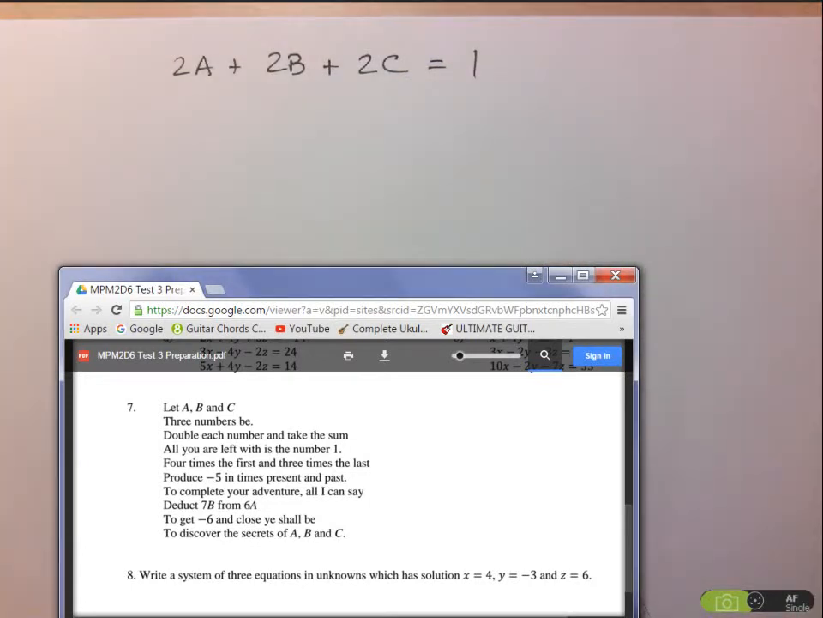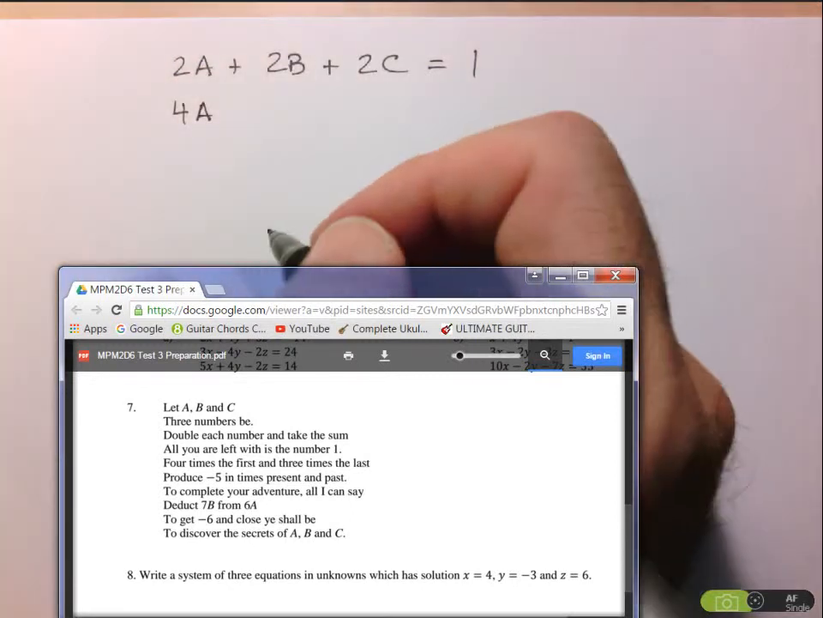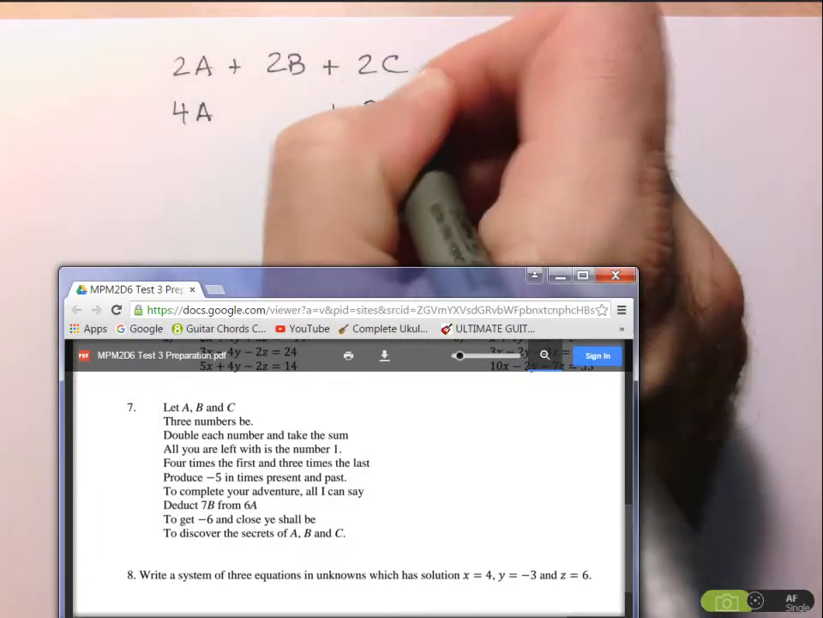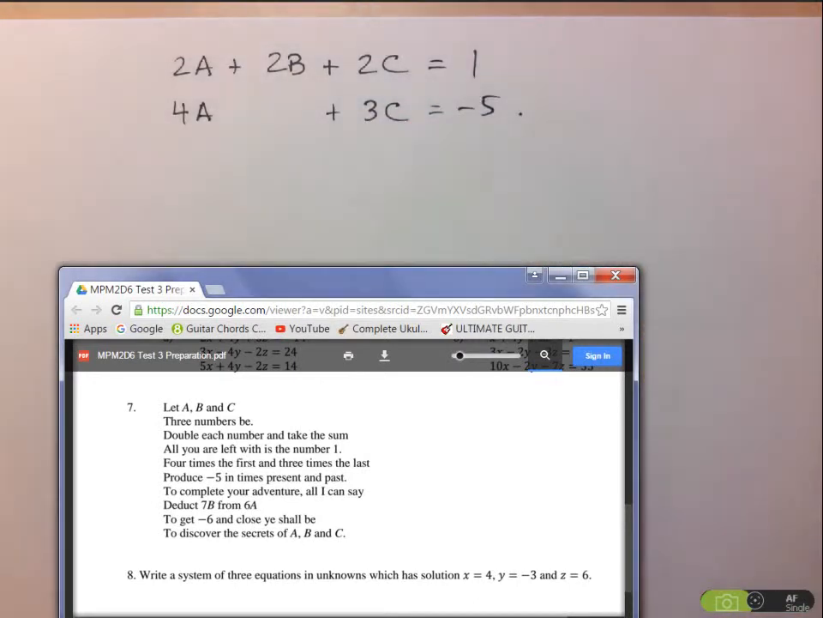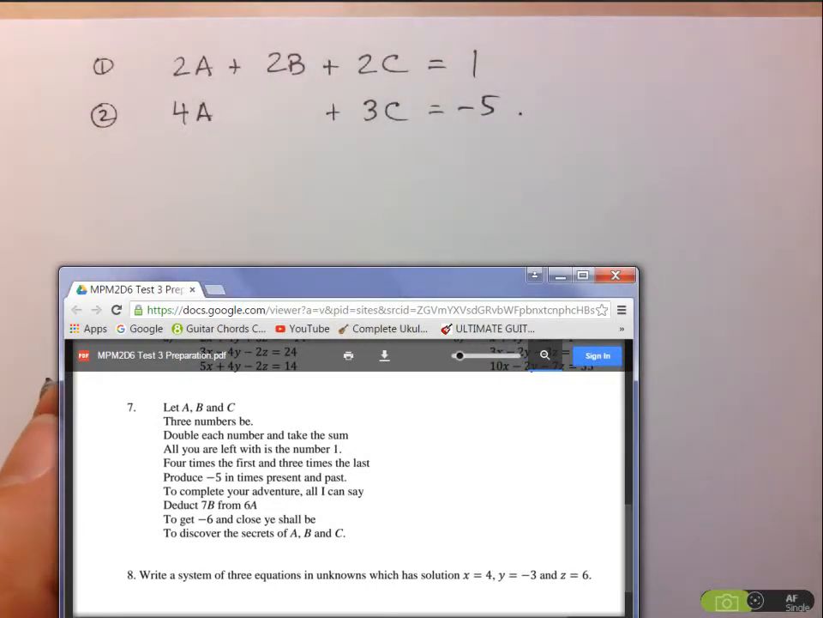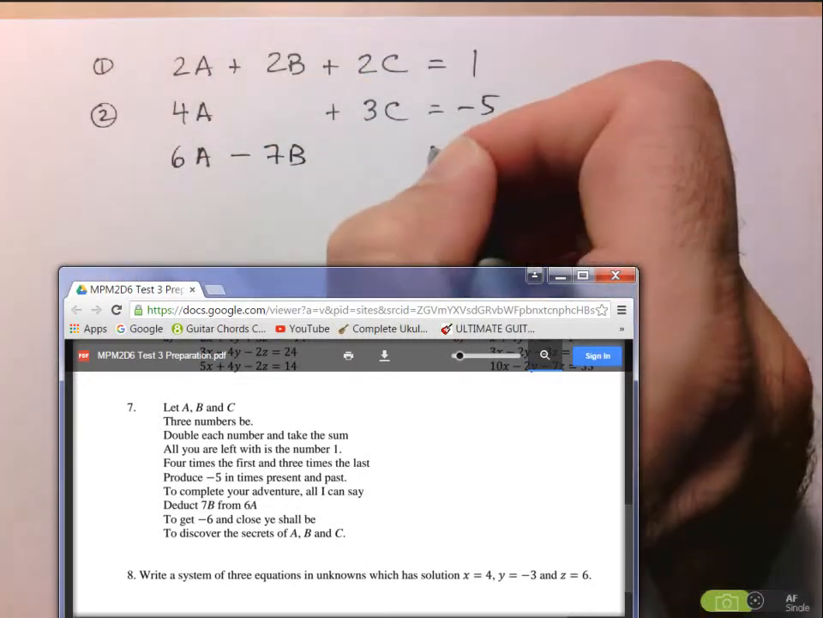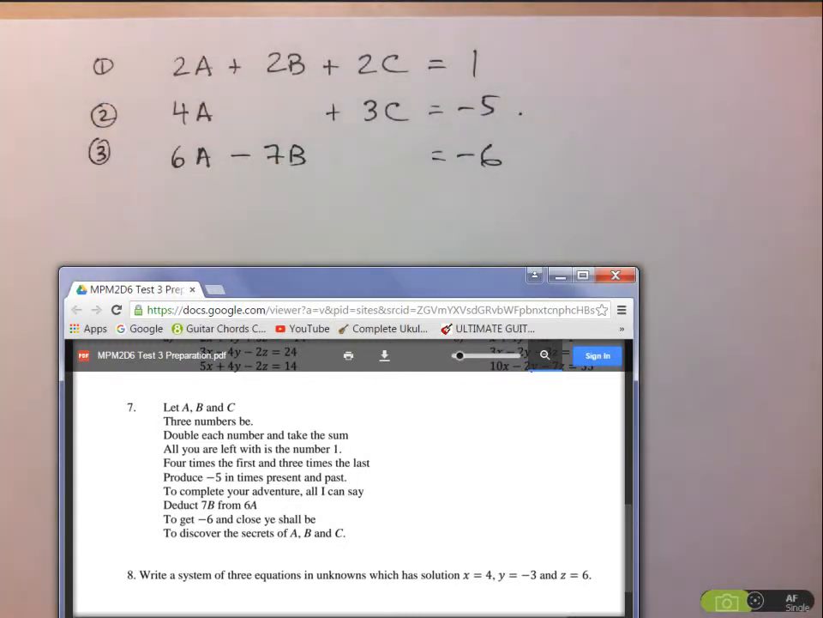Okay, next thing they asked me to do is to take 4 times the first and 3 times the last. So 4 times the first, and that translates to addition, so plus 3 times the last, and that should produce -5. So there we go. Here we have equation 1, here we have equation 2, and the last thing they tell us to do is to deduct 7b from 6a. So 6a, and from that I'm going to deduct 7b, and that should give me, according to them, -6, and there we have my 3 equations.